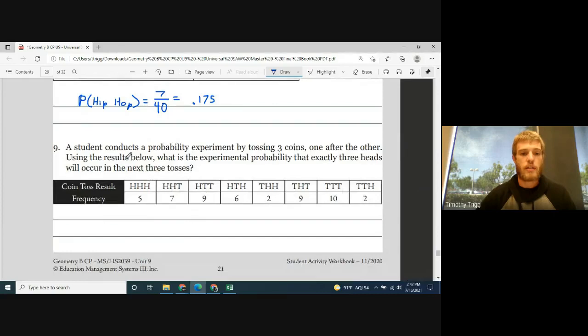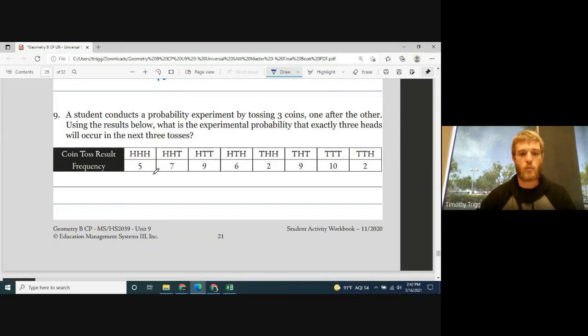A student conducts a probability experiment by tossing 3 coins, one after the other. Using the results below, what is the experimental probability that exactly 3 heads will occur in the next 3 tosses? So basically, we're looking at the relative frequency of 3 heads. So that's just this one right here. See, all these other ones have at least 1 tail in them. You see that? So this is the only instance of getting 3 heads.